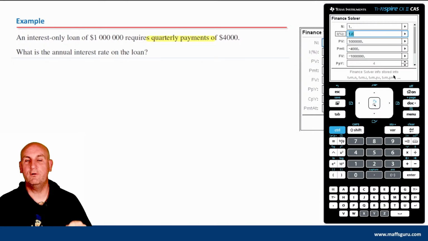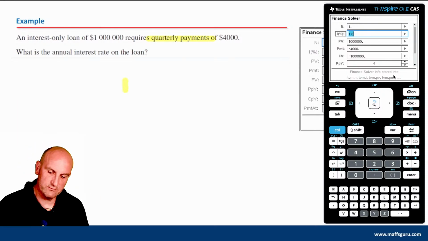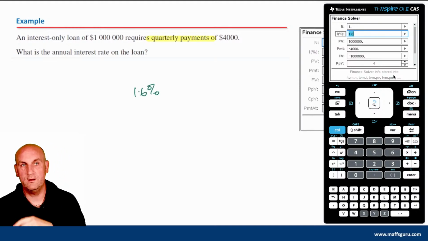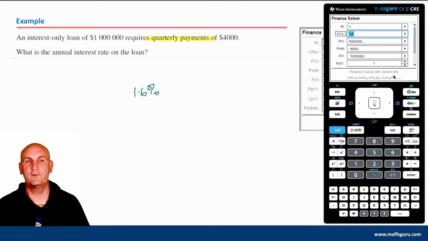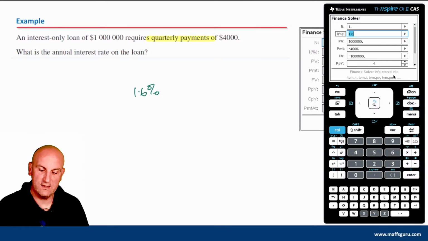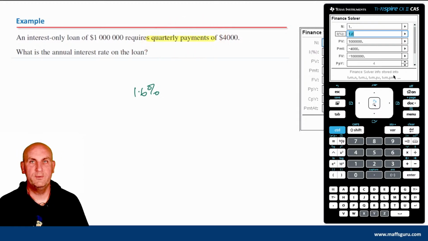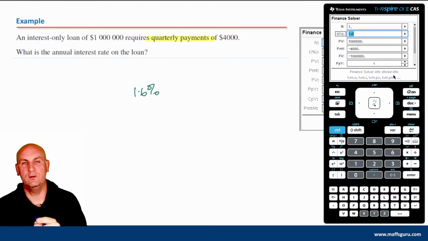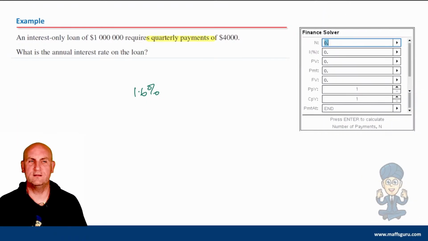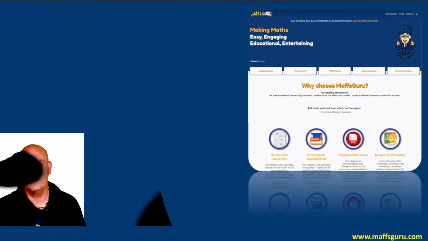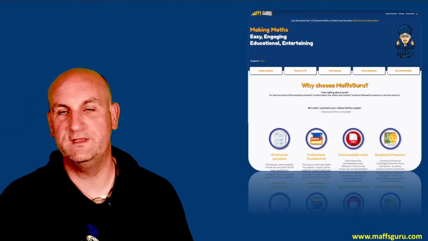So is that my right answer? Is it 1.6%? So I'm going to write 1.6%, he says, in highlighter. And do I move on now? Well, yeah, absolutely. Because a lot of people get tricked here, and they would then times that by 4. But if you remember, your finance solver gives you the annual interest rate. So I'm 99.86% sure that that there is going to be my correct answer. Now, if I'm right, yep, that is the end of this particular video.